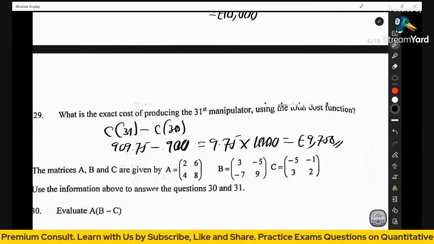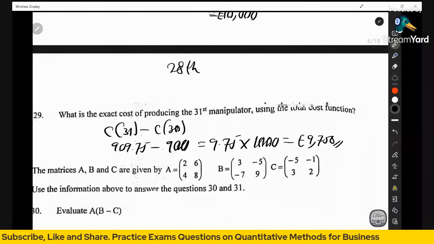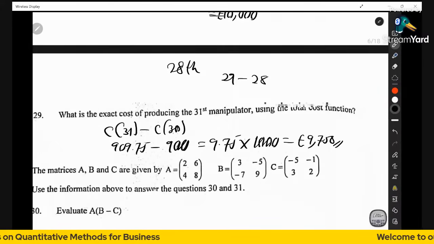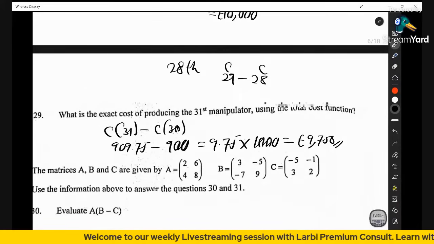So if we were at, let's say, the 28th level, for us to know the exact cost of the 28th, that should be that of 29 compared to 28. The difference between the cost of 29 and the cost of 28 is going to fetch us just one. Hope we get that. Yeah, so that's how it should be. So let's take note of that.